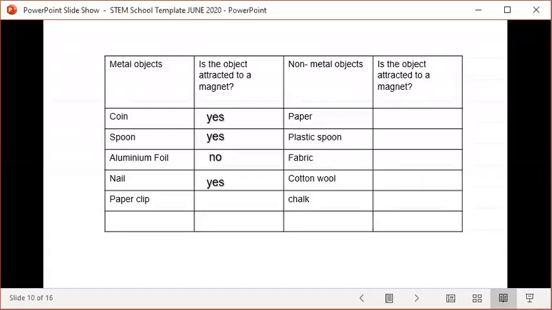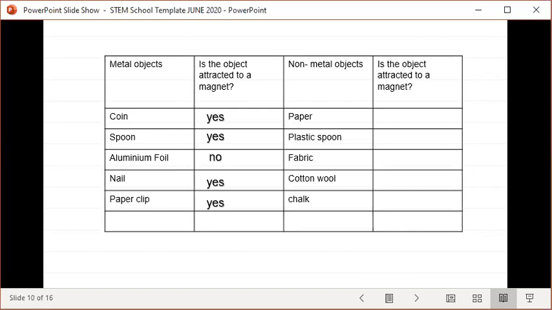Then paperclip. Are paper clips attracted to a magnet? So Sakura says yes. Chinoso, yes. Kutrano, Koso, beautiful, guys, beautiful. Okay, so now let us move on to the non-metals. Malik, I see your answer as well. So let us move to the non-metal objects.